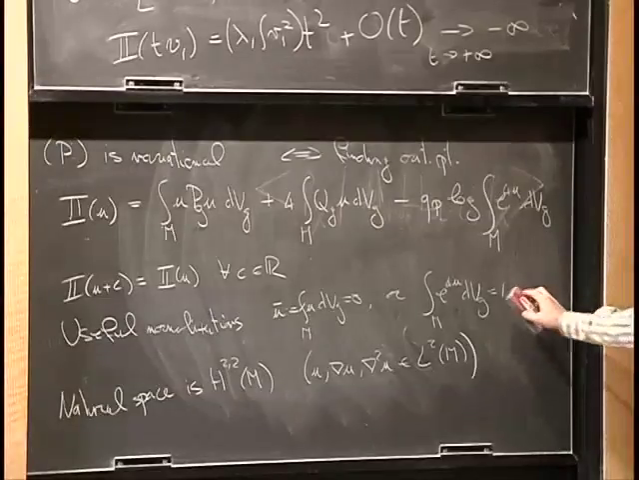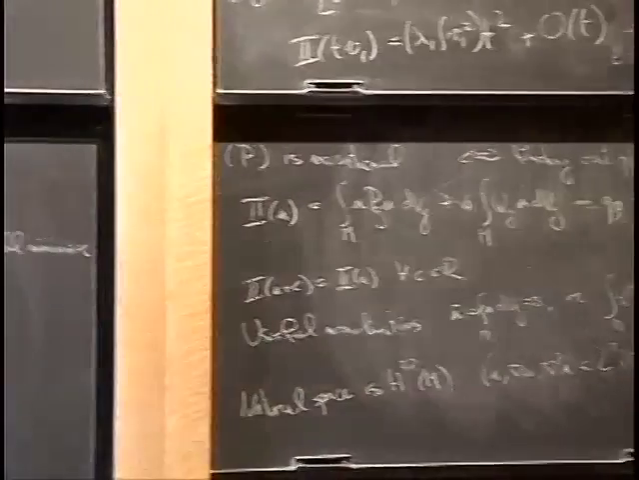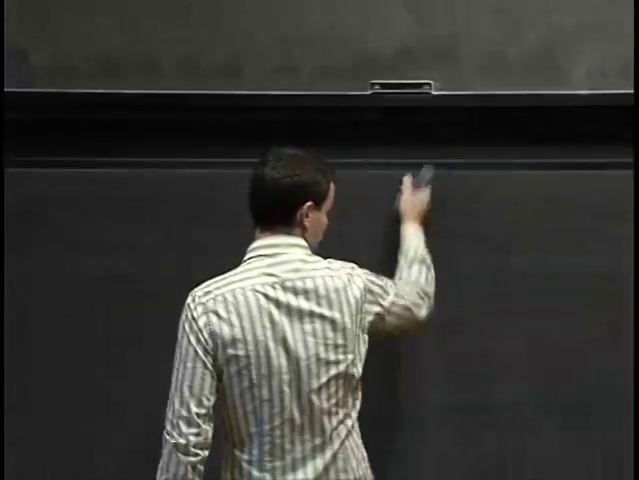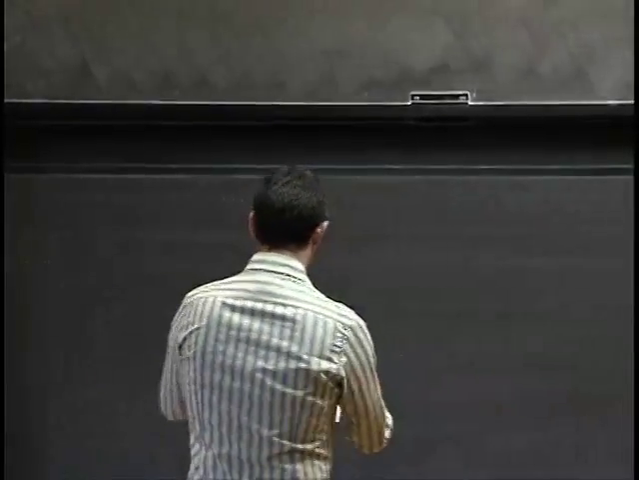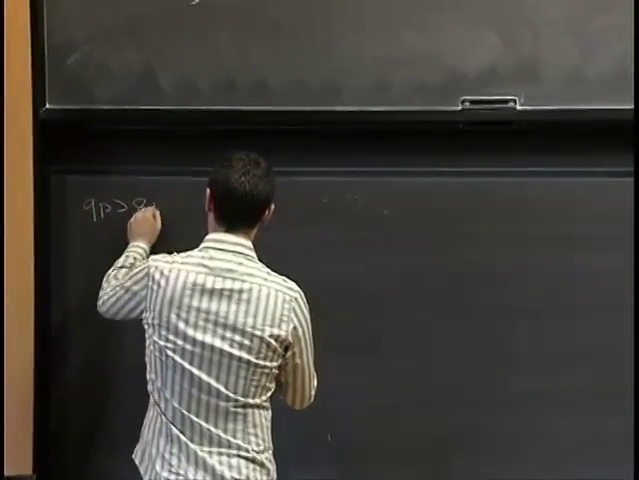Yeah, the functional is here. Okay, so maybe I erase nothing. I just use this blackboard. Okay, so let's look at the case qp greater than 8 pi squared.